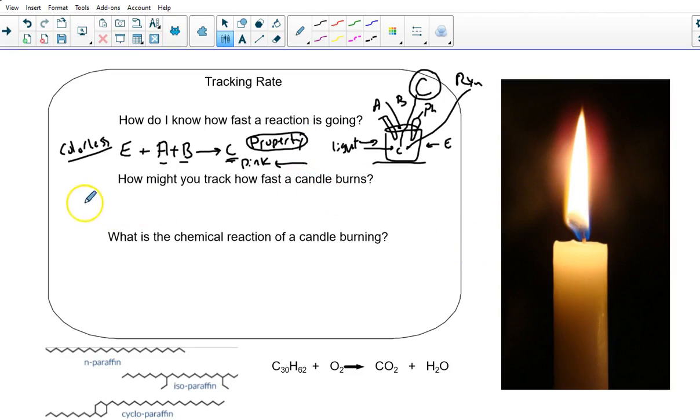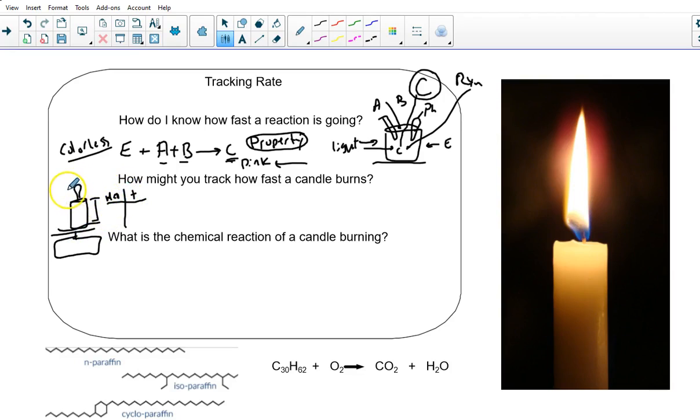How do we track the rate at which a candle burns? All of us have seen candles. They just look like this. You could track lots of properties. Again, this is not one right way or a wrong way of doing this, just different ways. Maybe you could track the height of the candle. In class we'll do this a lot, but we'll track the mass of the candle. Literally, we could do a data table with the time versus the mass of the candle.